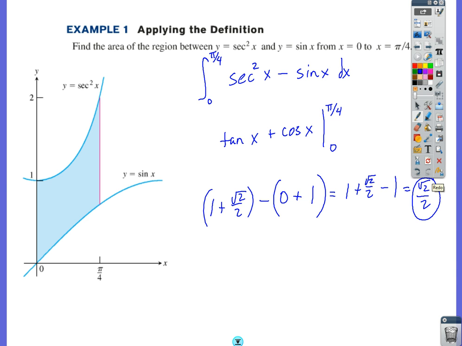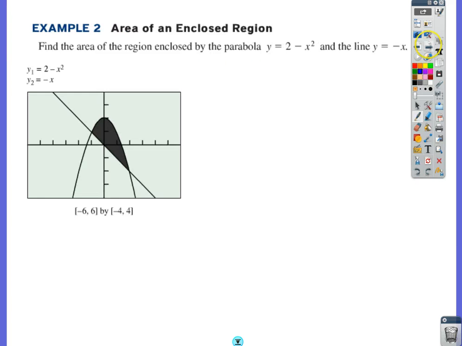And to me, this blows my mind every time. That's an area: square root of 2 over 2. It's precise. It's exact. This area inside here is square root of 2 over 2. Mind-blowing. Mind-blowing. Let's take a look at the next one.